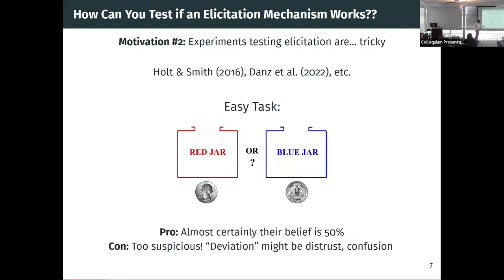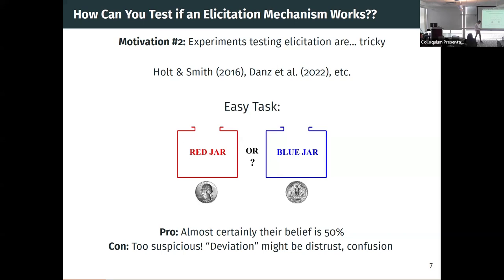Almost certainly their true belief is 50%, so I know their true belief. The disadvantage of this experiment is I think it's a weird experiment, because I'm telling you the answer is 50%, and then I ask you, what's the answer? I worry that subjects might distrust that experiment, think that there's some twist or something that I'm not telling them. Right? So they might lie just because they're like, this is too easy, what's going on? So I would like a task where I can know people's true beliefs, but it's not so obvious that I just tell them the answer and ask them to report back to me.